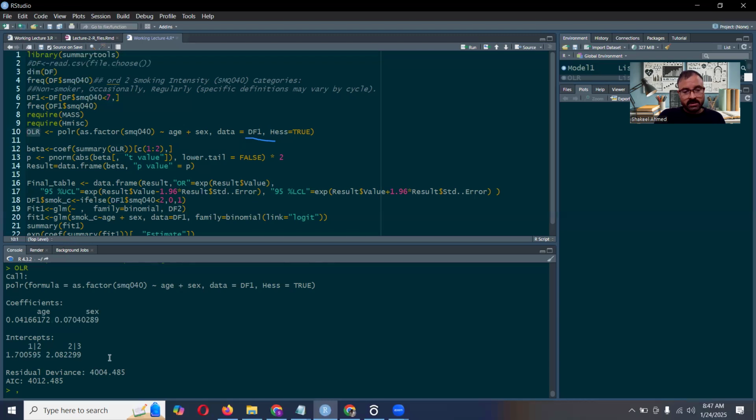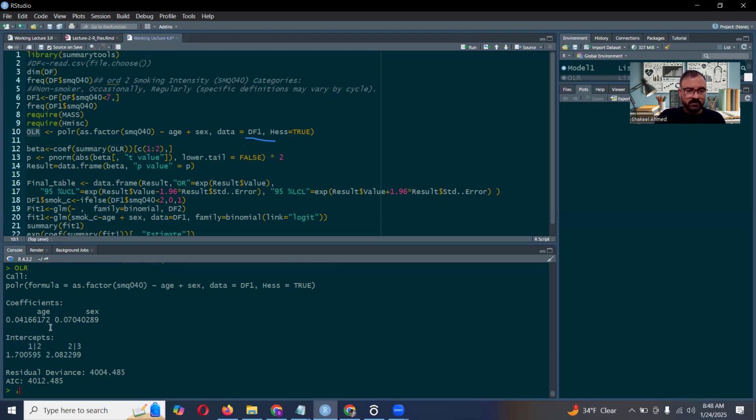If you see the documentation of R, it gives the probability of Y less than or equal to 1 versus the probability of Y greater than 1. But in that case, you need to change the sign of the exponentiation while interpreting.